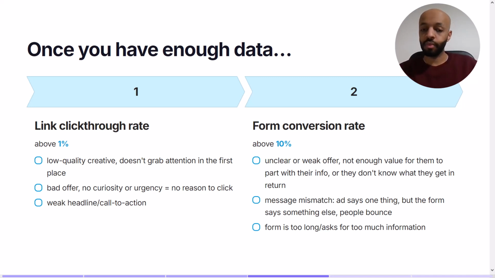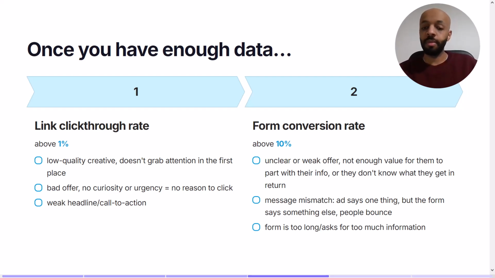But if your form conversion rate is below 10%, the reason for that could be an unclear or weak offer. So there's not enough value for people to part with their info. They don't see why they should, or they don't know what they get in return. They don't really understand what you're offering. That's a problem. That could lead people to open the form, not understand why they should even fill it out, and then just leave it. So they click on the form and then they exit and continue scrolling. That's not what you want.